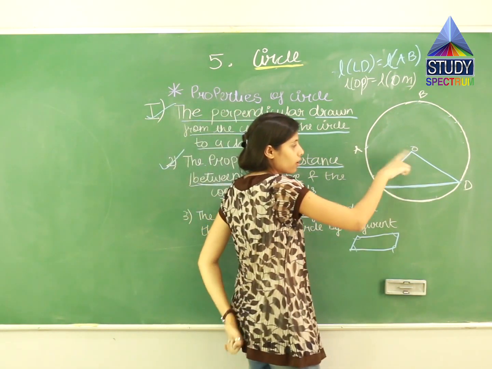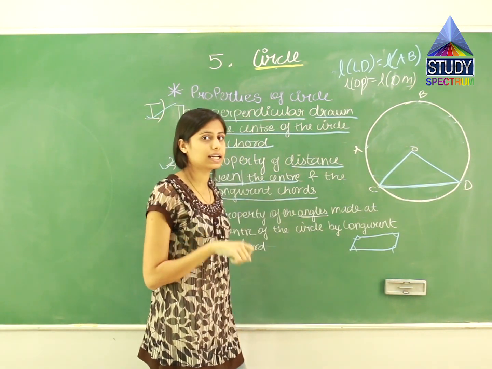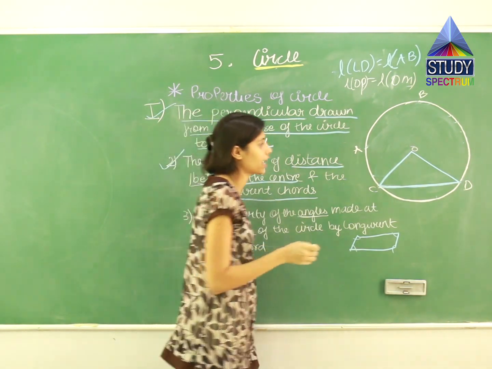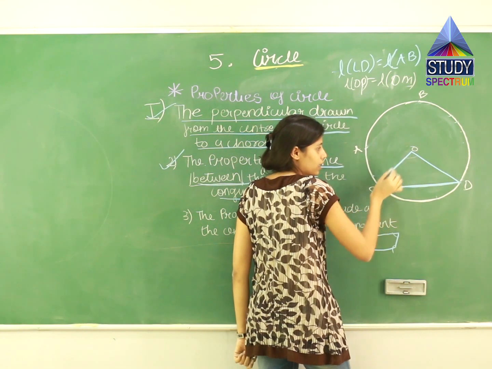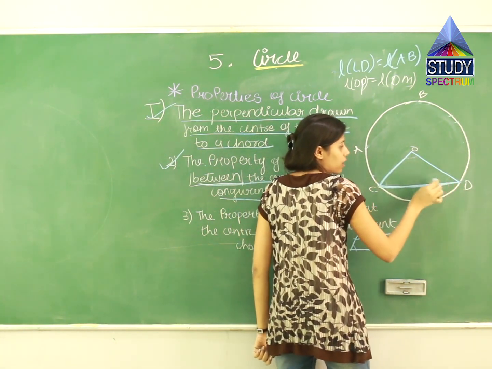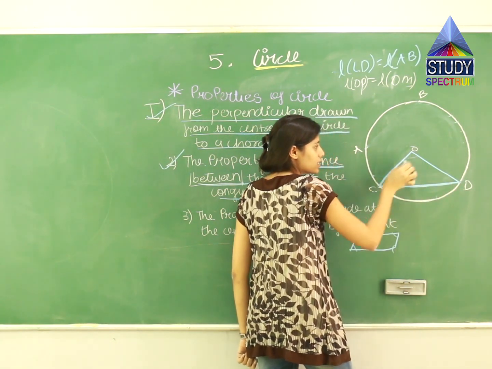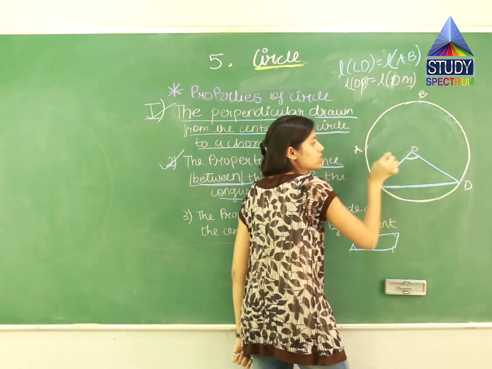So this is the figure. Now tell me, angle create होता है कि नहीं? Yes, there are 3 angles. This is the first angle, this is the second, this is the third. But remember, this property tells us only about this angle, which is the center angle.